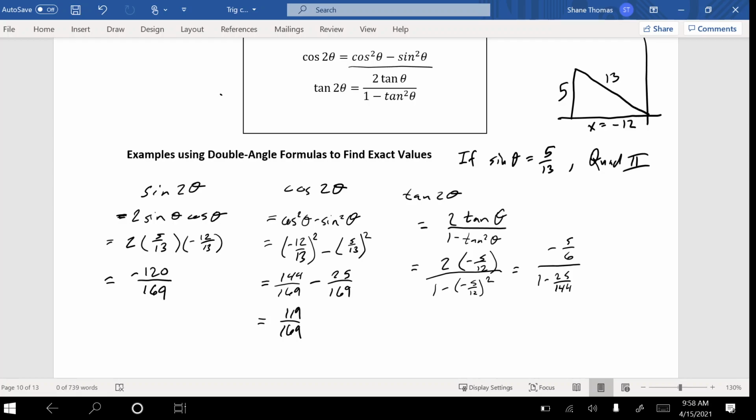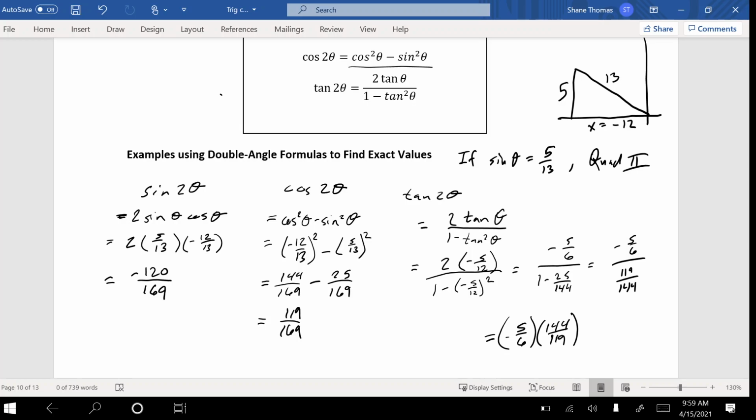This fraction works fun here. That's going to be equal to negative 5 over 6. Bottom, common denominator, I'm going to have 144 over 144. So 144 minus 25 is 119 over 144. Then I'm going to have to flip it up. It's negative 5/6 times 144 over 119.